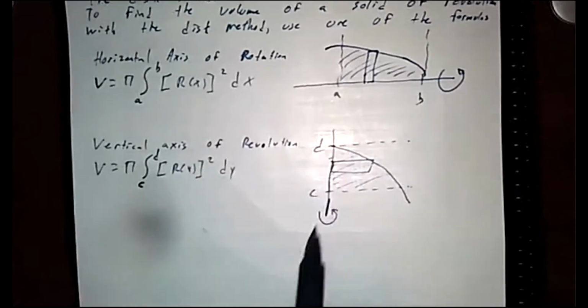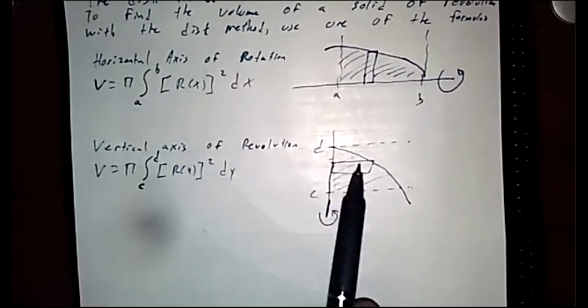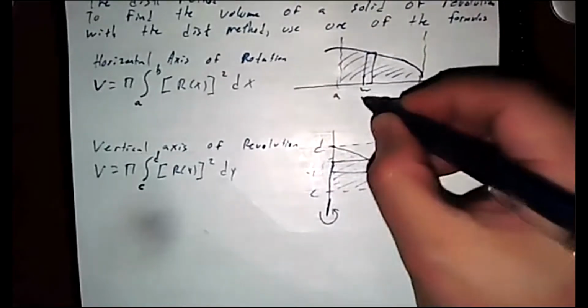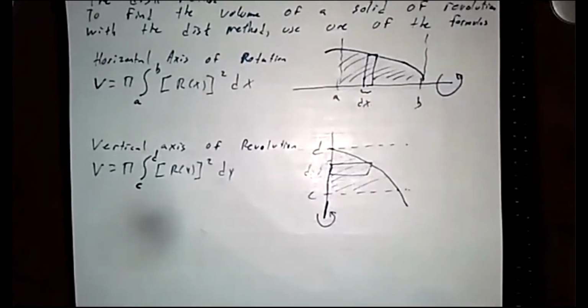So if I'm rotating on this axis here, horizontal, vertical, I'm sorry, a vertical axis, then I have to slice this way, which makes me do dy versus this is dx. Okay, does that make sense? So the rotational axis basically tells you which technique to do. Currently, we only have one technique, which is the disk or washer method.